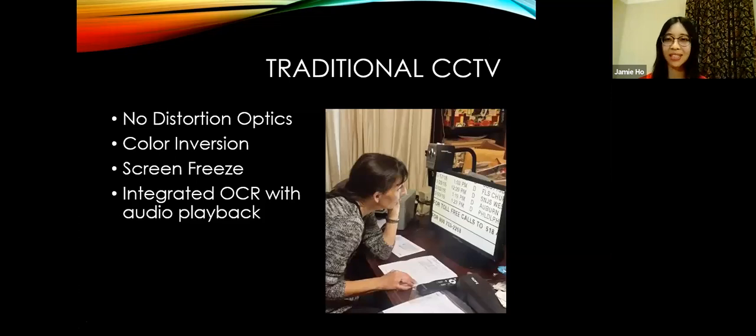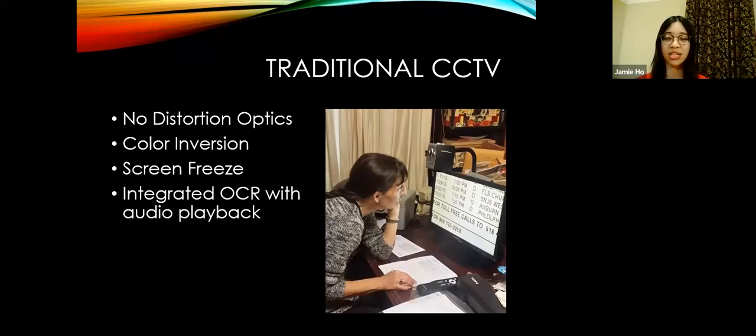Okay, so how does the magnifier develop? Those digital magnifiers share the same thing with CCTV. We have less distortion optics. Remember, I said the periphery tends to get distorted in a traditional magnifier. You can do color inversion. So instead of black print on a white background, we can invert it and do a black background with white print. And sometimes we can turn it yellow, we can turn the font green.